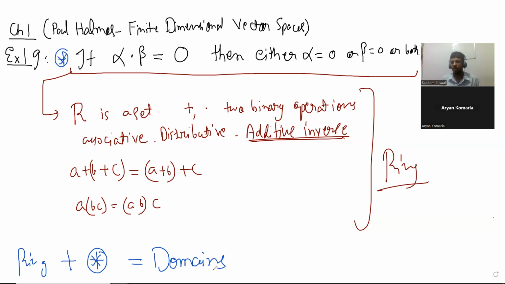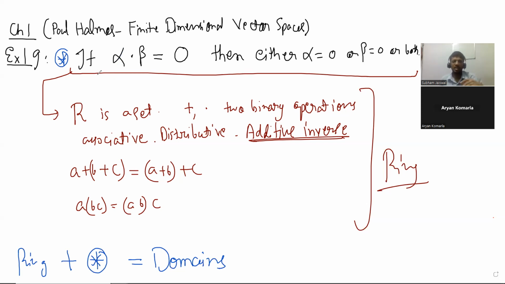Okay, these are called domains, just a name. So we are slightly moving closer towards a field, right? Even though you may not have inverses, you can still sort of cancel one of them. It's something like that, right?